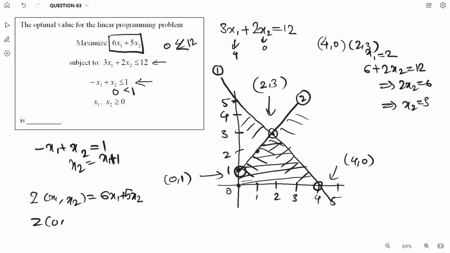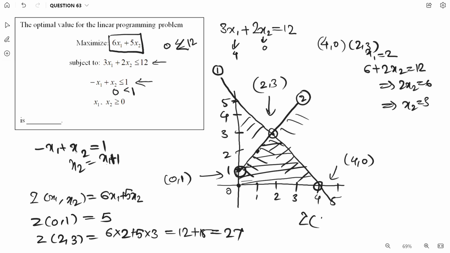Now z of (0, 1) is 5, z of (2, 3) is equal to 6 into 2 plus 5 into 3, 12 plus 15, this is 27, and z of (4, 0) is equal to 6 into 4 plus 0, which is equal to 24. So the maximum value is 27, right? So therefore the optimal value is 27 and it is achieved at this point (2, 3).